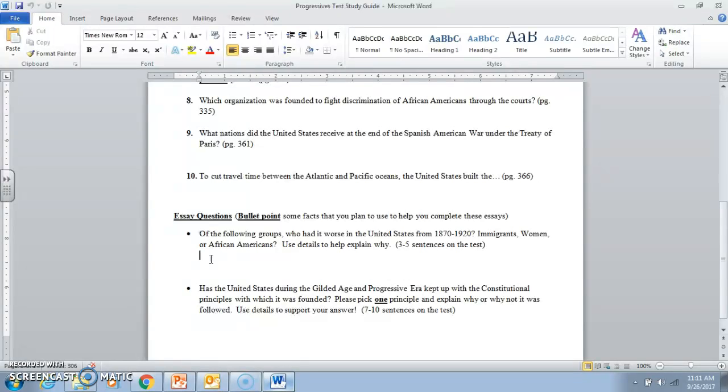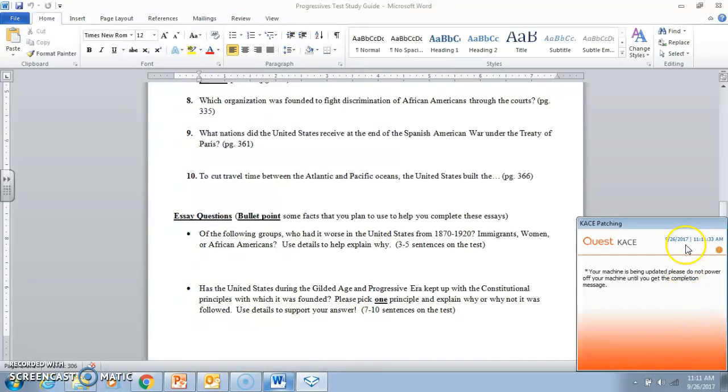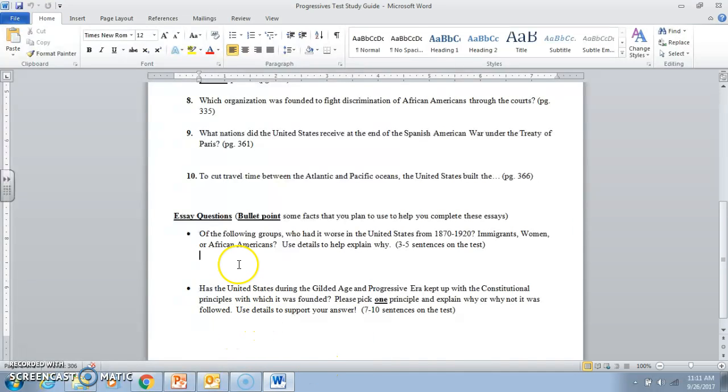Don't just tell me, hey, I'm picking African Americans because you told me that we have this stuff going on. You have to use details. Don't assume I know it. Because if you assume I know it, you're going to lose points for it, because I know this stuff because I taught it to you. However, you need to write as if you are writing to somebody who doesn't know about this stuff. So please give me as much detail as you can.